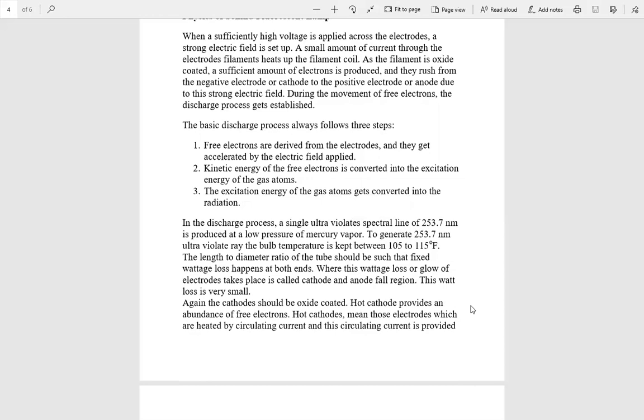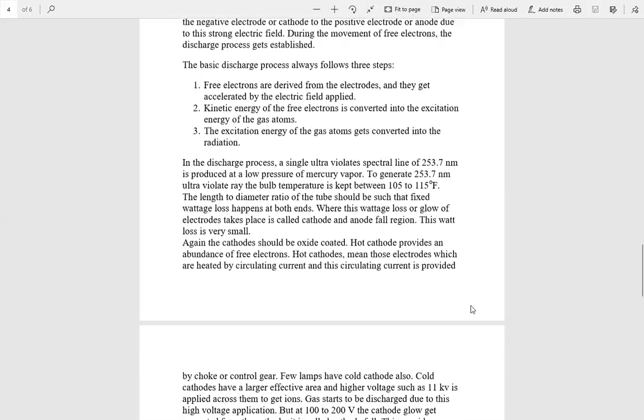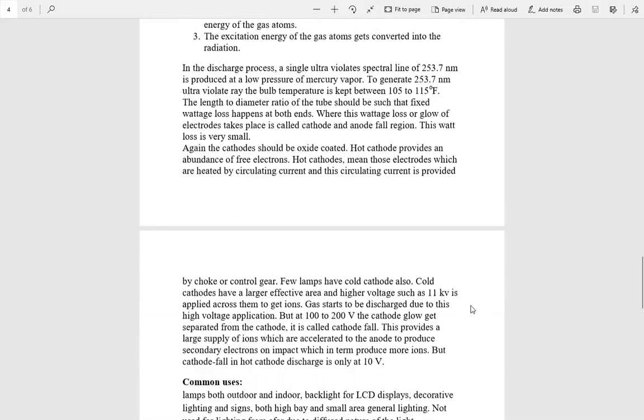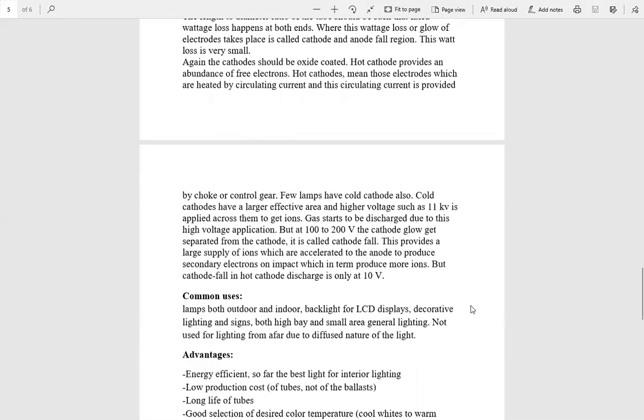Hot cathodes mean those electrodes which are heated by circulating current, and this circulating current is provided by the choke or control gear. Few lamps have cold cathodes also.